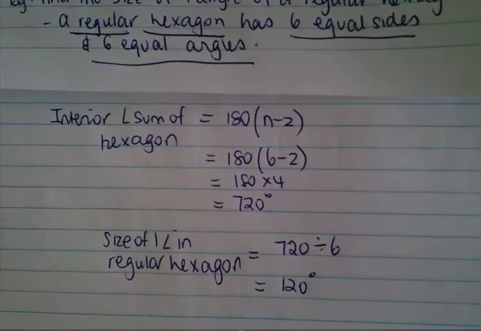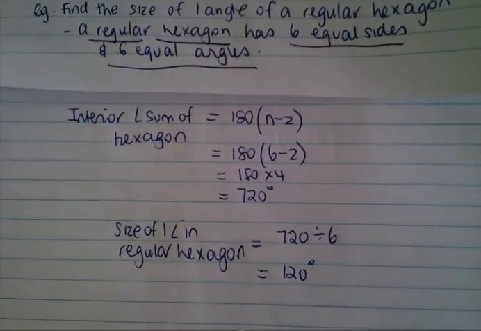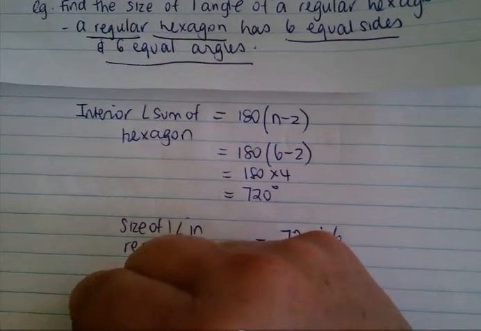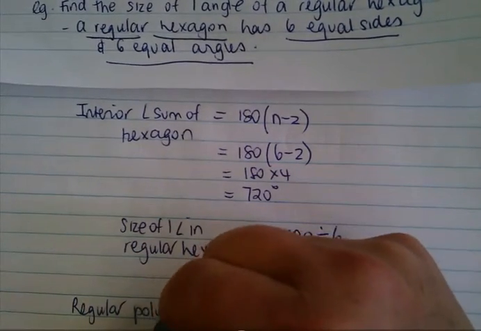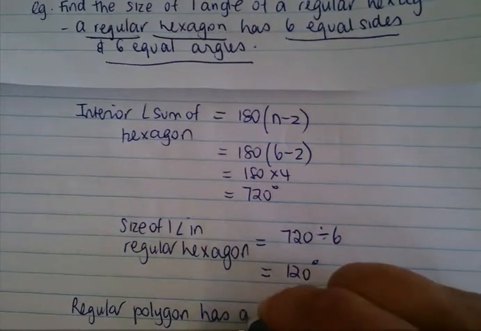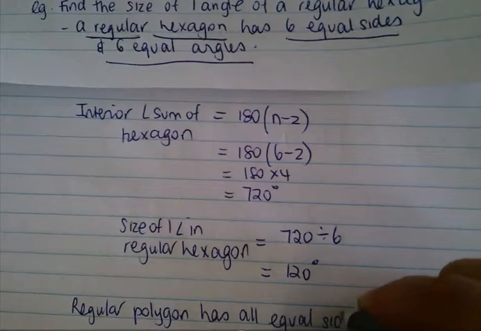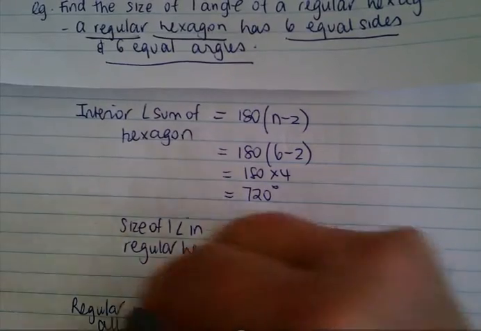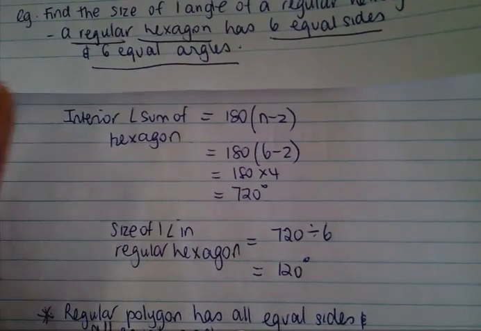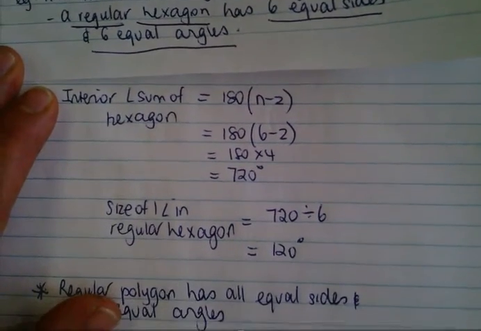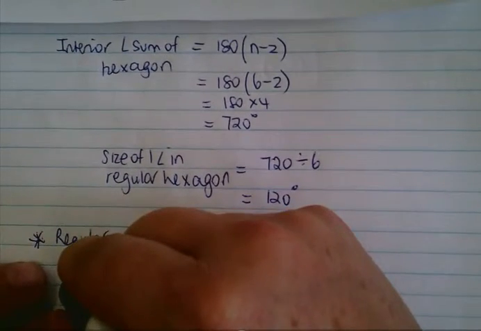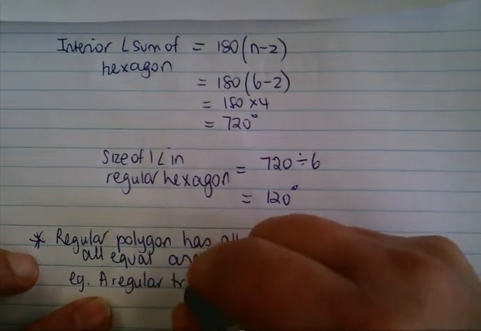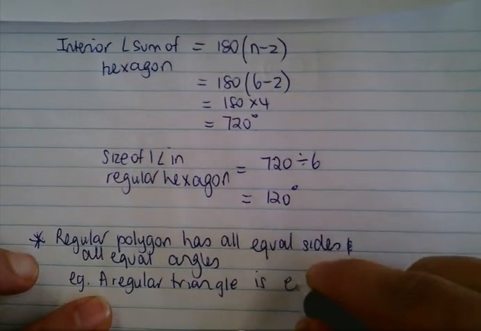So you might want to put a little note somewhere about regular polygons. We know that a regular polygon has all equal sides and all equal angles. You need to make this note. Have you written the question out, girls? So I can move down. Example: a regular triangle is an equilateral triangle.